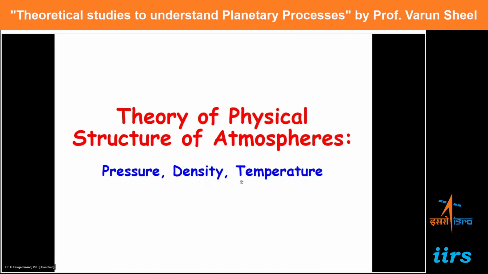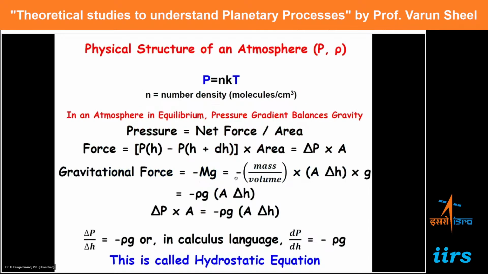What we call the physical structure of the atmosphere is maintained by a hydrostatic equilibrium. That means, you can see, P equals nkT. So it is governed by three basic parameters. One is the pressure, another is the temperature, and the other is the number density. Number density is the density of the molecules or species available in the atmosphere.